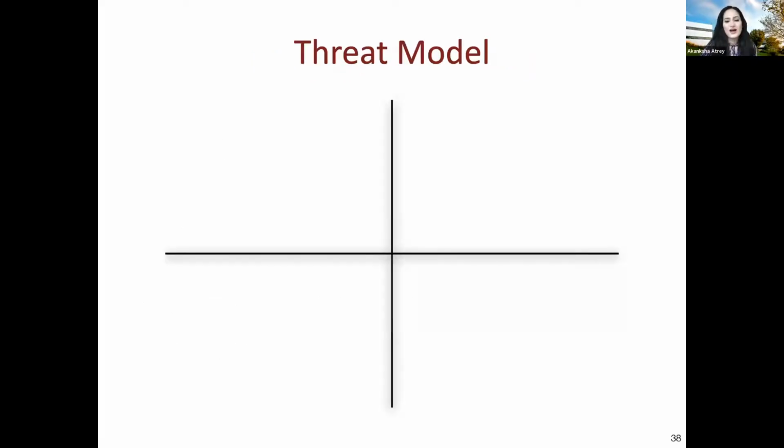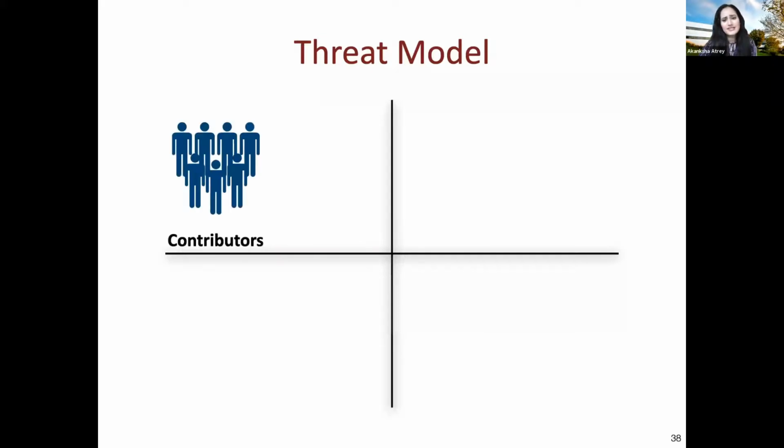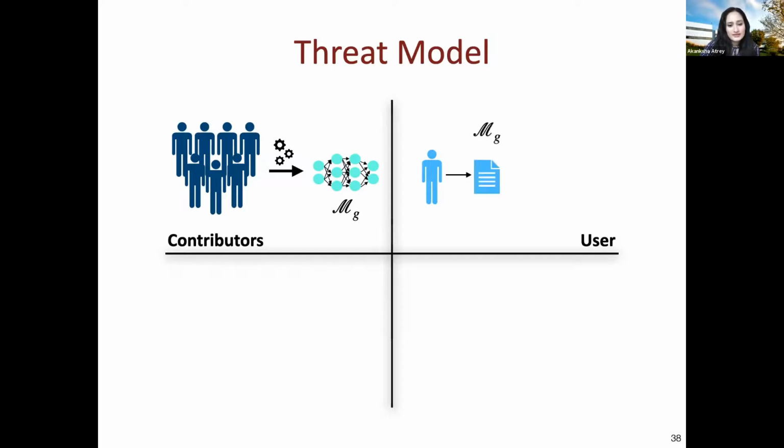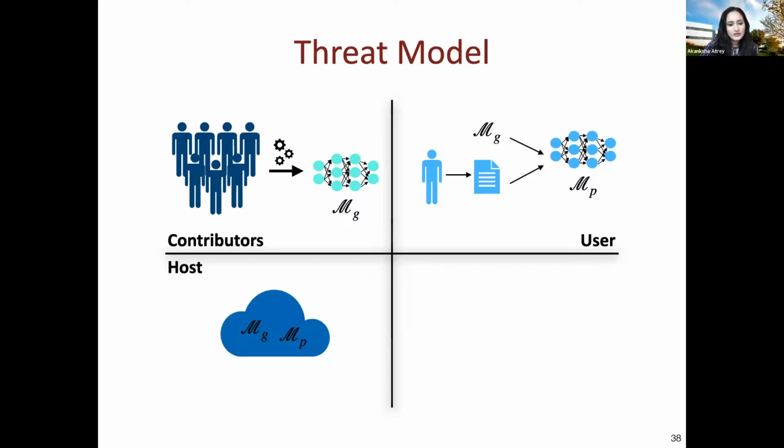So going back to the threat model, what we're looking at in this work. Say you have a bunch of contributors who are used to train a multi-user machine learning model, MG. Say you have a single user distinct from these contributors who has their own data, and they can use MG to build a personalized model, MP. Now the assumption is they have a local device capable of handling AI-intensive tasks. And then you have your host.